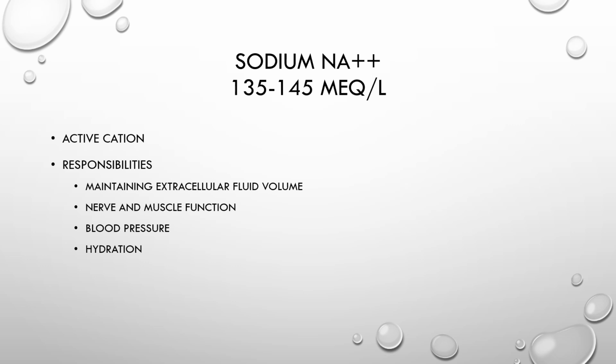osmotic demyelination. We have that high sodium level in our extracellular fluid, so all the water is going to rush out from inside the cell to outside the cell, causing demyelination of our nerves, which is not great. It leads to cerebral edema. So when we're correcting hyponatremia, we just want to go 4 to 6 milliequivalents per liter in 24 hours. We want to go really, really slowly.